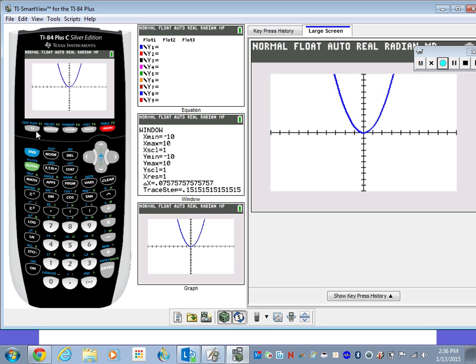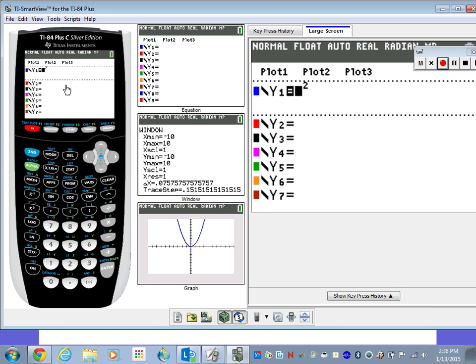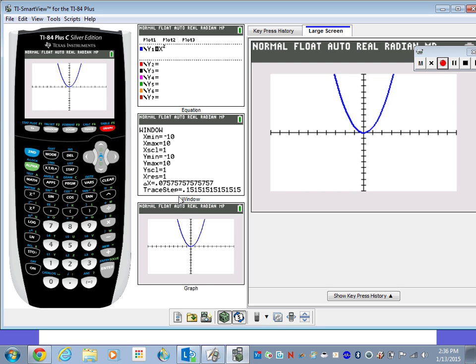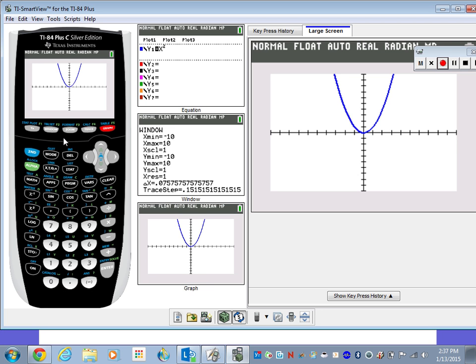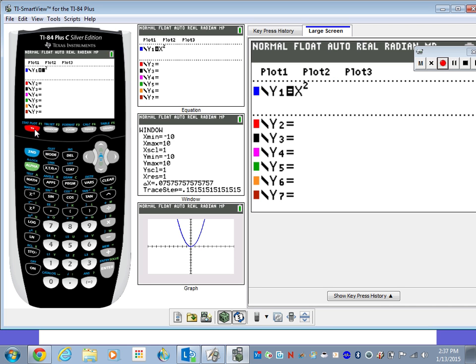I went into the y equals key and graphed y equals x squared, and then I asked it to graph. As you notice, I'm on a standard window. So you see where the graph is, you can identify the vertex, and you know this is the axis of symmetry because it is cutting the graph in half. Now if you invert it, that's when a is negative. So I just put a negative out in front of my function, and let's graph that to see what it looks like.